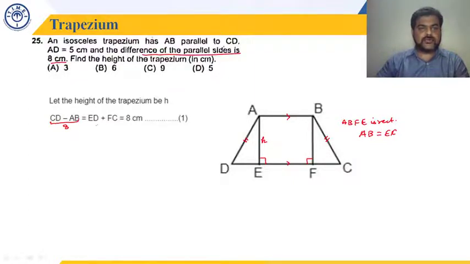Okay. So can I say ED plus CF will be 8 centimeters, because this CD is this entire length, right? In this I have to subtract AB. CD minus AB is 8. Now AB is the same as EF. So in the entire length CD, if I subtract EF, then I am left with DE plus CF. So DE plus CF will be 8 centimeters.